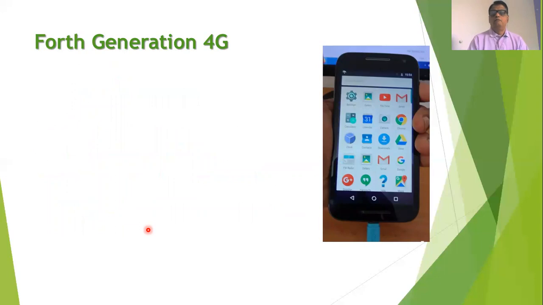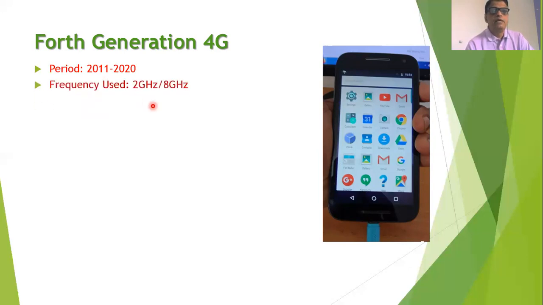Now, we have certain limitations in 3G, and these limitations are being overcome in the upcoming technology, which is called the fourth generation technology. Roughly we can say that presently we are in the fourth generation. The period of this technology is said to be from 2011 to 2020. The frequency is enhanced, and frequencies up to 8 gigahertz are permitted by the ITU.